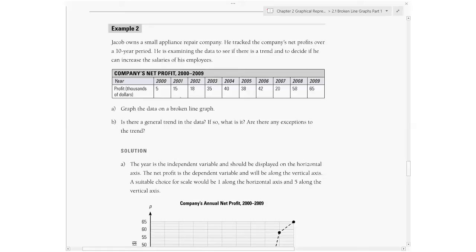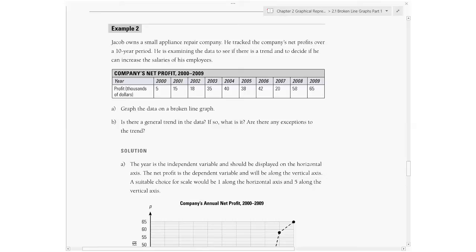So here in 2000, they have $5,000 of profit. In 2001, there's $15,000. 2002 is $18,000. 2003, $35,000, etc. Remember, this is thousands of dollars, so this means 5,000. 2000 all the way up to 2009, raised $65,000 in profit. So we're going to graph that data on a broken line graph.